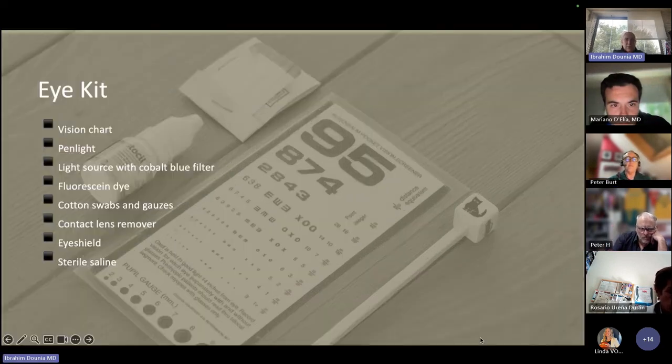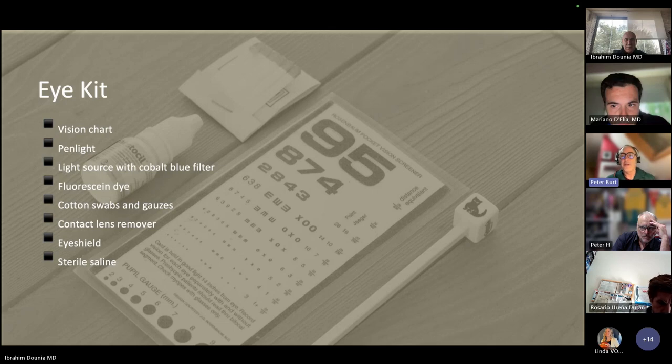Shall I continue or do you want me to repeat the... I think we'll continue at this stage, and we've got plenty of time for questions coming up at the end of the session.